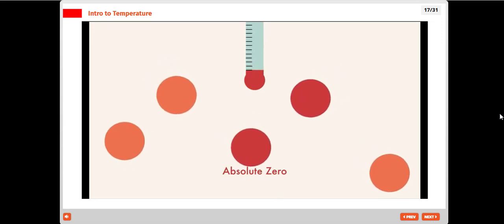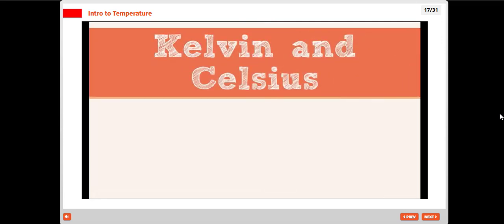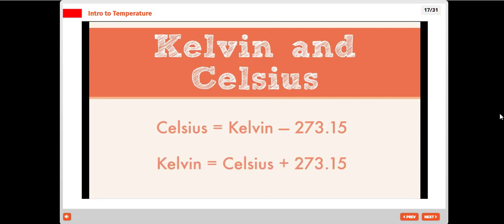It's easy to switch between Celsius and Kelvin. Just subtract 273.15 from Kelvin to get Celsius, or add 273.15 to Celsius to get Kelvin. For example, 20 degrees Celsius is 293.15 Kelvin. And make sure you don't say degrees Kelvin. It doesn't actually use degrees.